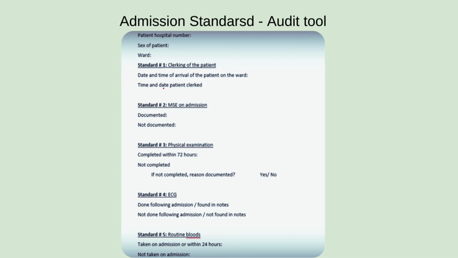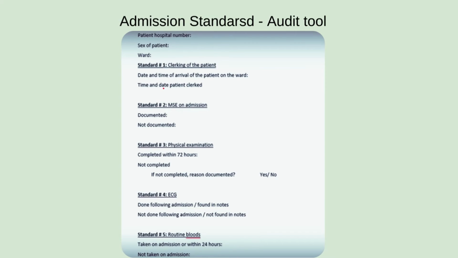So you can see that this audit tool is a very simple A4 size form, which we were going to fill for every patient we will audit. On top, we can just identify the information of which patient we are doing the audit on. Then the standard one was clerking of the patient, which means that if the history of the patient was done on admission, the mental state examination was done or not, the physical examination was done or not, because the standard we had was this must be done within the 72 hours.